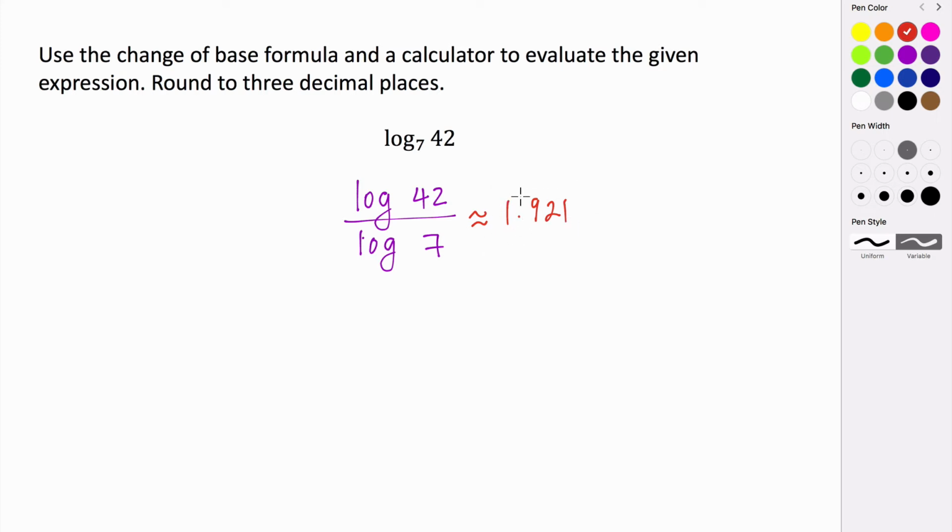With some of the more advanced calculators today, you can actually plug in a different base and you don't have to use the change of base formula. But the change of base formula allows you to evaluate a log on any calculator that can calculate logs, so pretty much any scientific calculator.